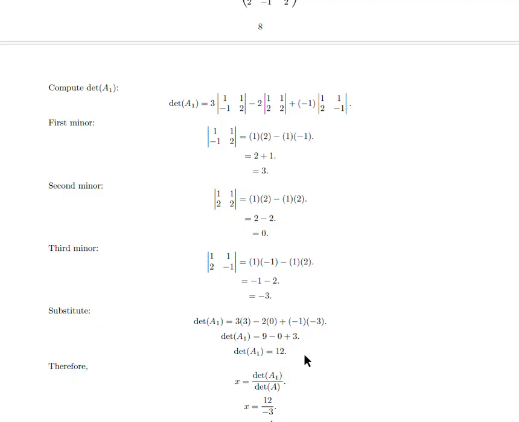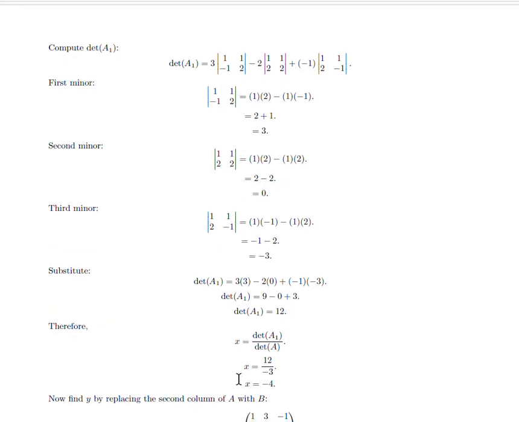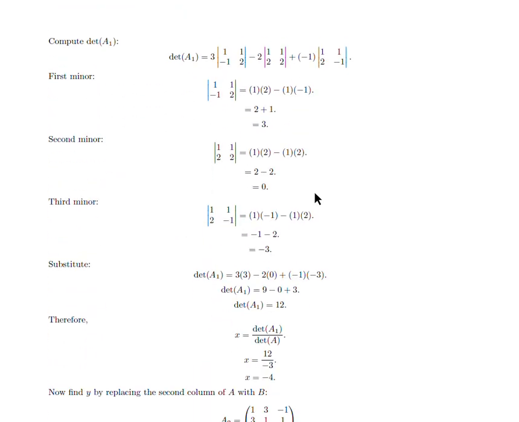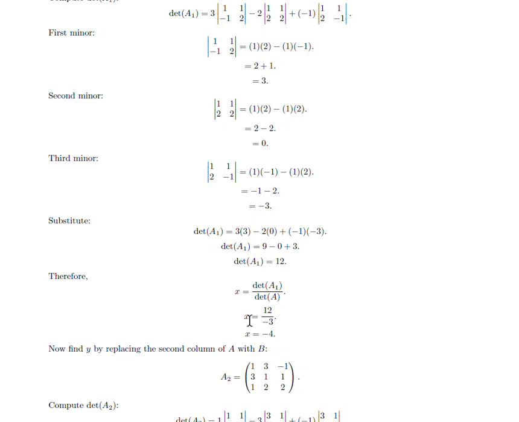Determinant of A1 is 12. We said it works hand in hand with our first variable, which is x. So x now is gotten as determinant of A1 over determinant of A. We got determinant of A earlier to be minus 3, if you remember. That's it there. So x now will be 12 over minus 3. That is determinant of A1 over determinant of A, and that gives us minus 4.